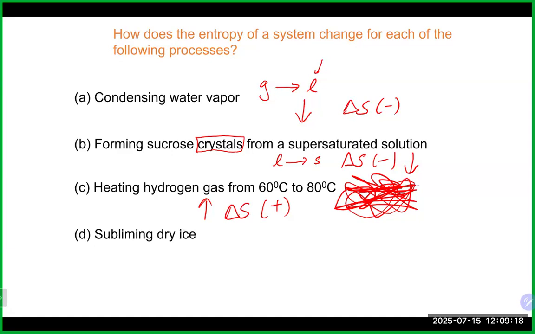Lastly, sublimation of dry ice, and sublimation means we go from solid directly to gas, skipping the whole liquid phase. In that case, definitely in the gas phase, they are moving around a lot faster. So that's increasing the entropy. Delta S here should be a more positive value in this case. Any questions on any of those there?